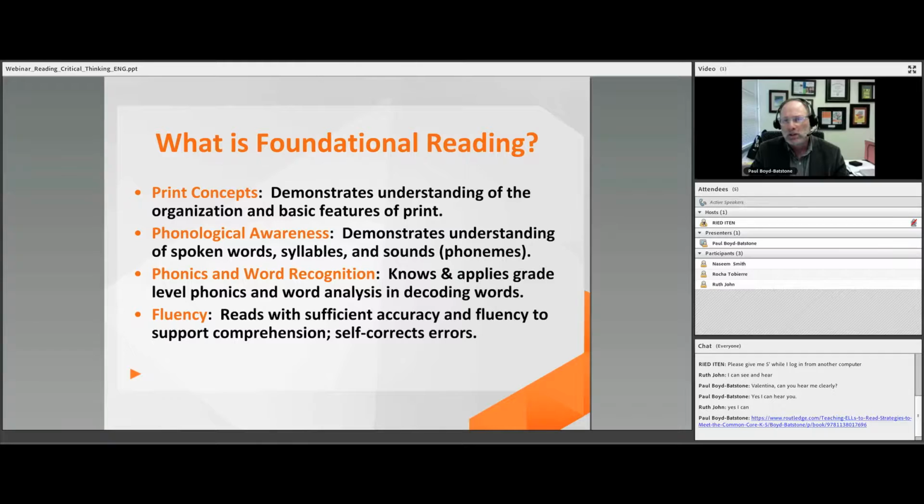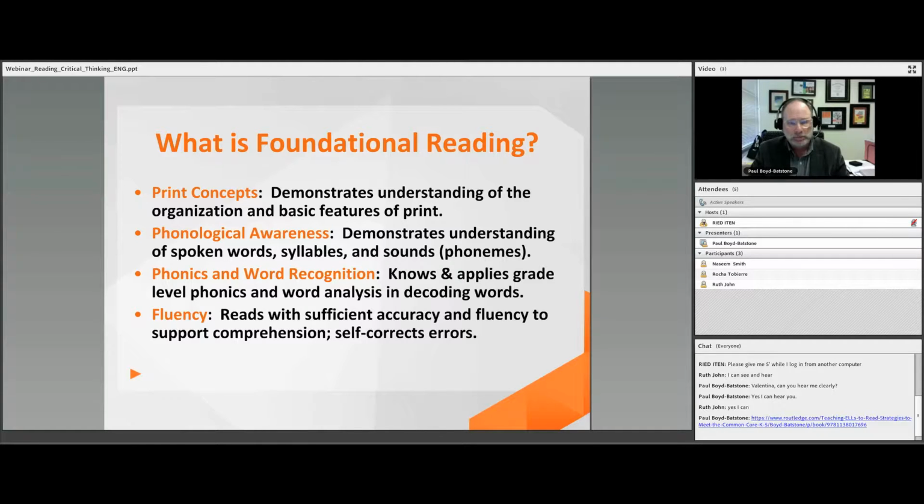I don't know if you've ever seen a child where you hold a book in front of them and they look at it and they just don't see the significance of that print. That's someone who really is at the lowest level of print concepts. It also deals with the basic development of the letters and words on a visual basis.